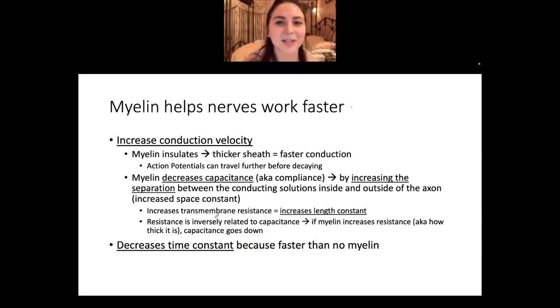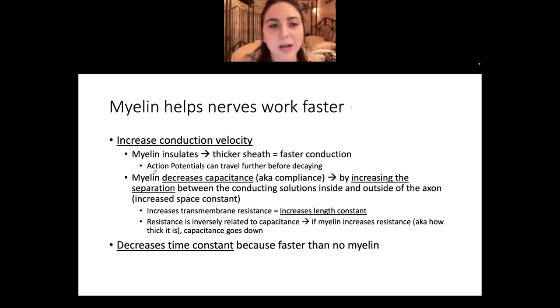But myelin, as you guys know, it's an insulator, right? It's like when you get wires in your house insulated, it's because you want them to work faster. Myelin does the same thing. It helps nerves work faster. It's an insulator, so it's going to increase conduction velocity. And again, this is a physio term, kind of like physics. The thicker the sheath around the nerve, the faster the impulse will conduct.